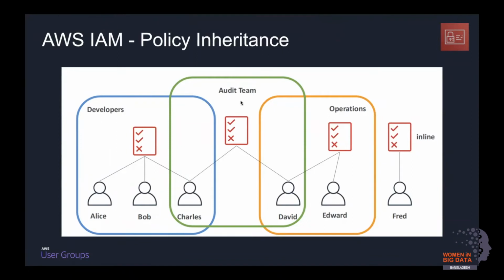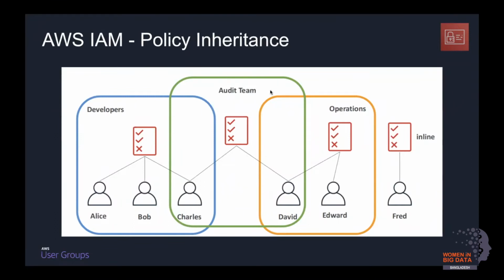Similar goes here, audit and operation, whatever both policies are there, whatever apply, deny, both will be applied on David. So in IAM, inheritance plays a very important role, which you have to understand: whenever a user or a group of users is part of two different roles, both the permissions will be applied to it. So let's say, for example, I've seen this kind of a common mistake.